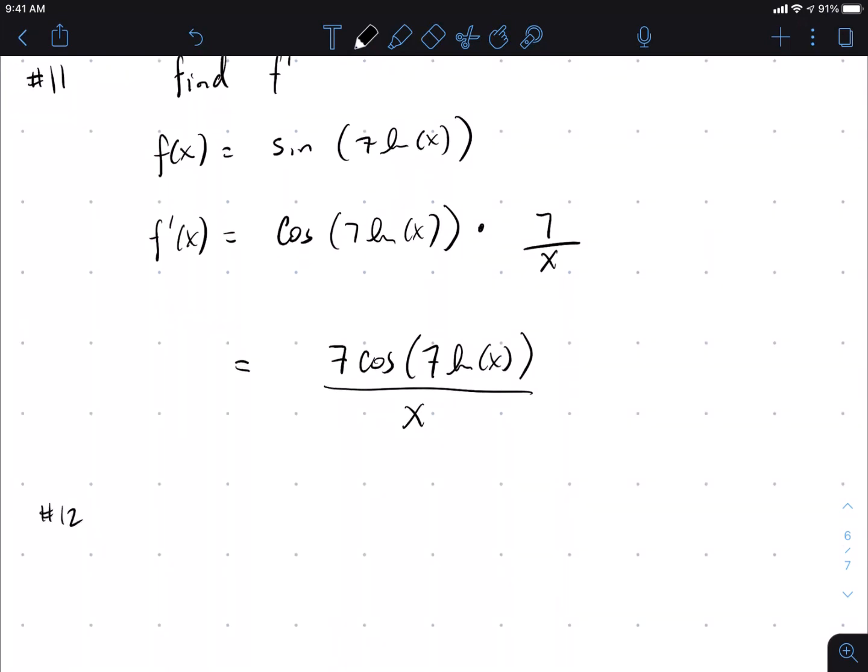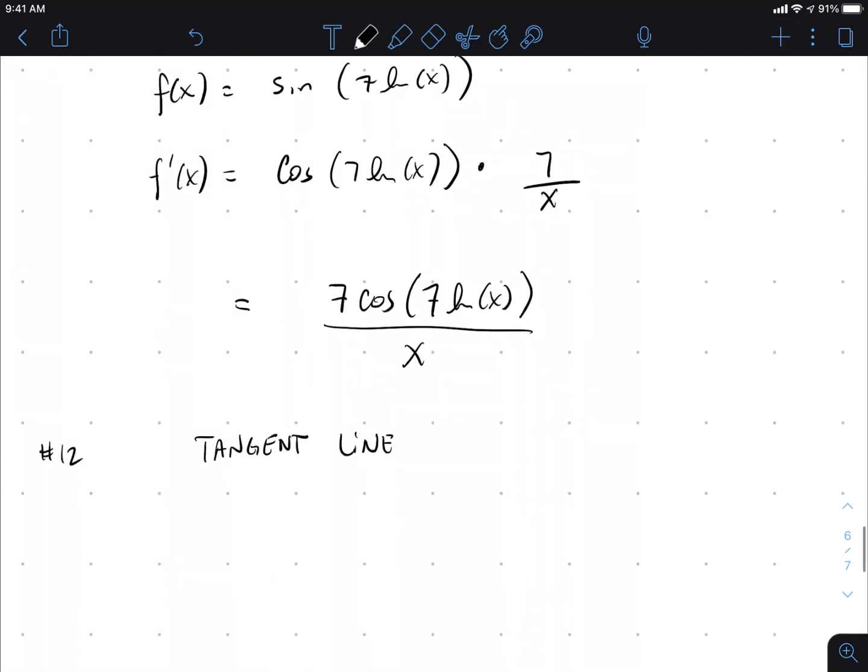Here is number 12. We again want to find the tangent line for y is equal to ln of x squared minus 9x plus 1 at the given point 9, 0.